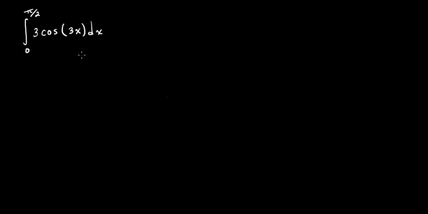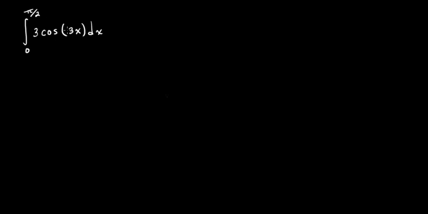Alright, so in this video we're going to go ahead and continue looking at u-substitution examples. So looking at this problem, it looks like I have to integrate 3 cosine of 3x, and we're going from 0 to pi over 2. So here we have a definite integral.